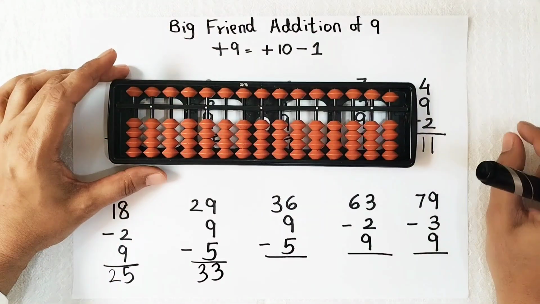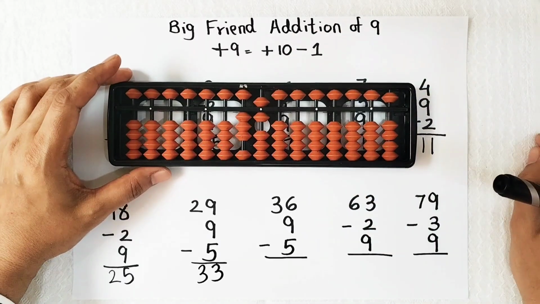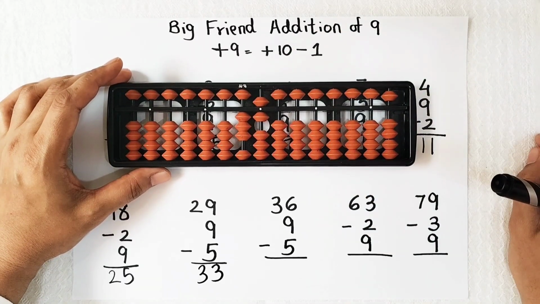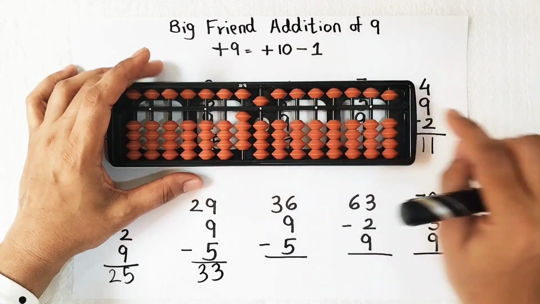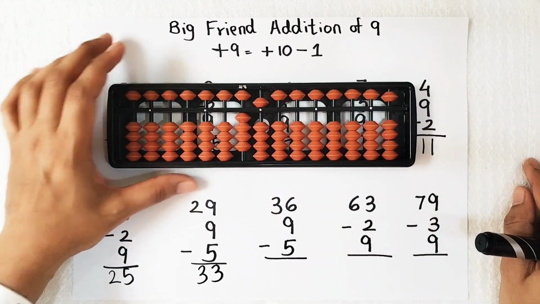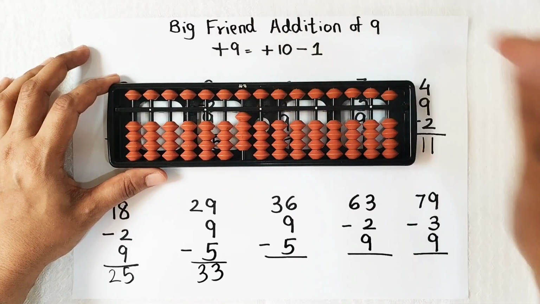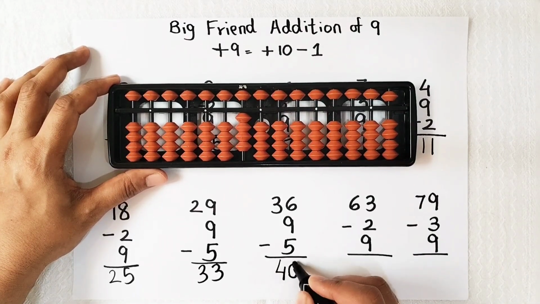Next question. 36. Add 9. Add 9 again. Add the 10 less 1. Less 5. Can we do it? Yes, we can. My answer is 40.